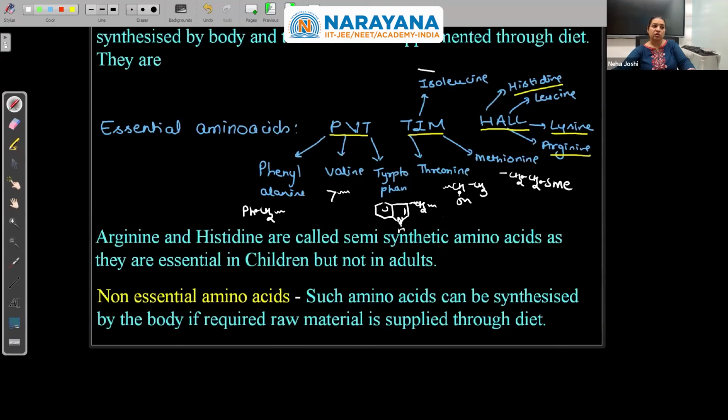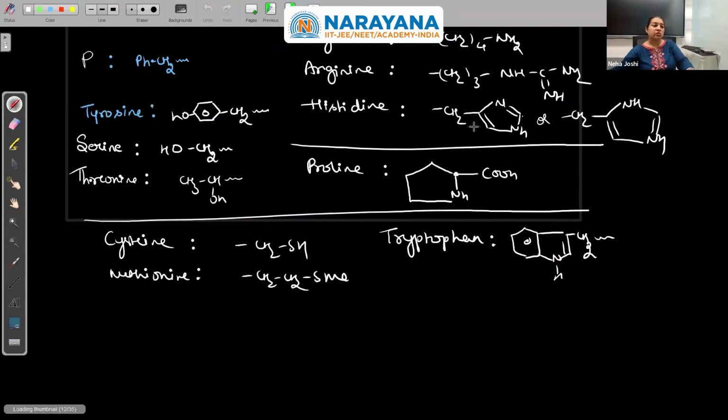Isoleucine. One was leucine, one was isoleucine, secondary butyl. Histidine, leucine. Leucine is this one. Lysine, I said 4 times CH2 and NH2. Arginine was CH2 3 times, right? NHC double bond NH, NH2. And histidine was this one.